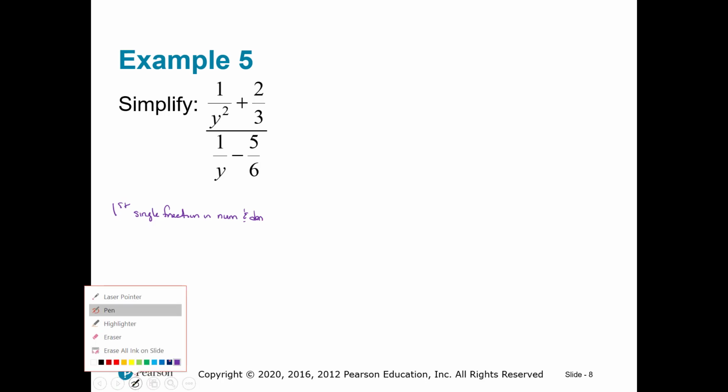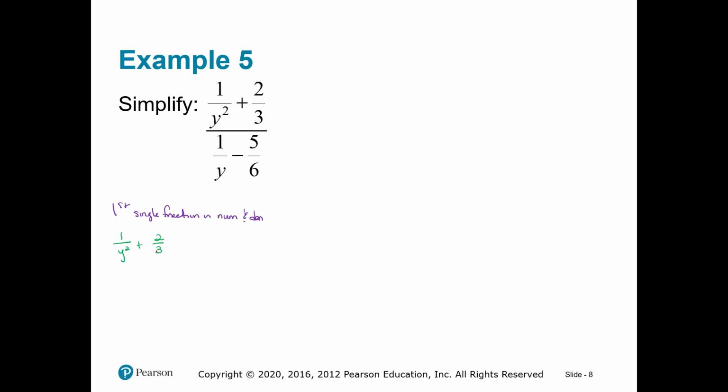Okay, got another one for you. They did it to us again. I have 2 fractions on the top, 2 fractions on the bottom, which means we're going to have to do what? Yeah, first we need a single fraction in the numerator and the denominator. So, let's talk about the numerator first. I've got 1 over y squared plus 2 over 3. I need a common denominator. Any ideas?